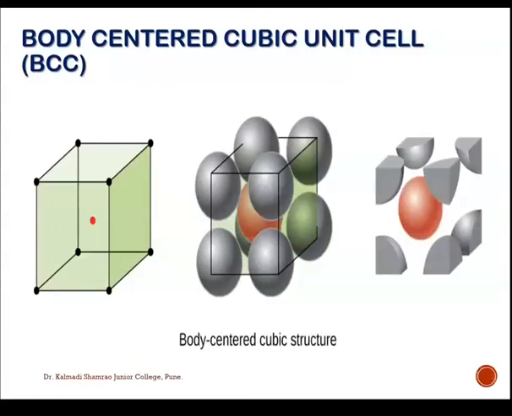Body-centered cubic unit cell, BCC structure. You can see in the first figure there are 8 black color particles at the vertex of the cube and one orange color particle at the center of the cube. This makes the body-centered cubic unit cell. In the second figure, all the particles are touching each other. In the last figure, the contribution of the particles is shown.